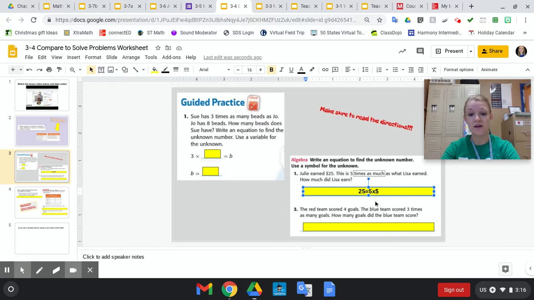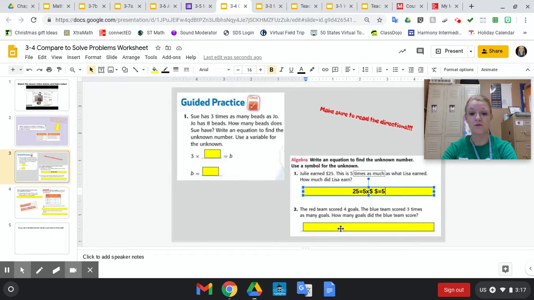So 25 equals 5 times something. 5 times what is 25? 25 divided by 5 is what? 5, 10, 15, 20, 25. 5 times. So this amount is equal to 5. Okay, Lisa earns $5.